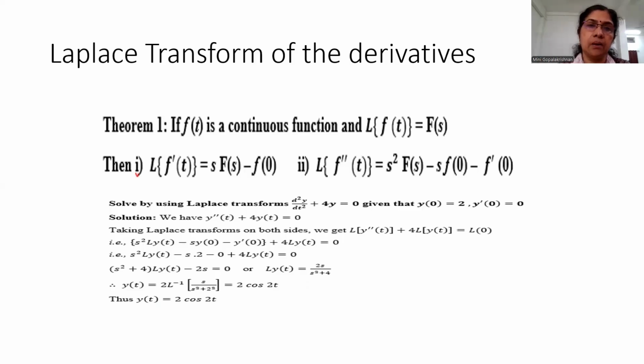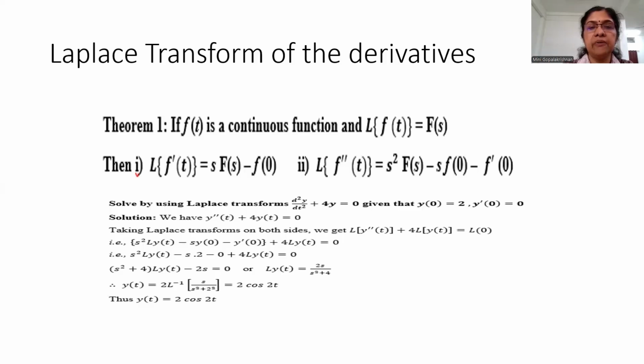Now, why are we studying this? We are studying this to solve the ODE problem. So here we have an ODE problem, d square y by dt square plus 4y equal to 0. We can use Laplace transform to solve this ODE. The initial conditions are given: the functional value at t equal to 0 is 2 and y dash 0 is equal to 0.